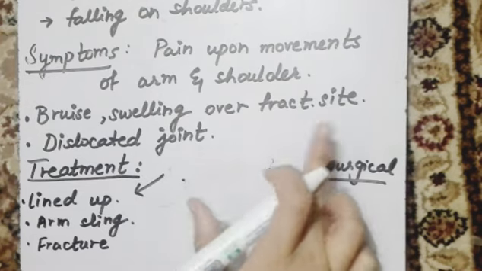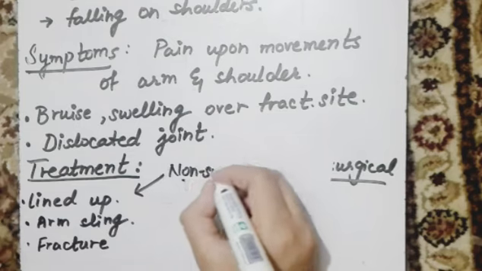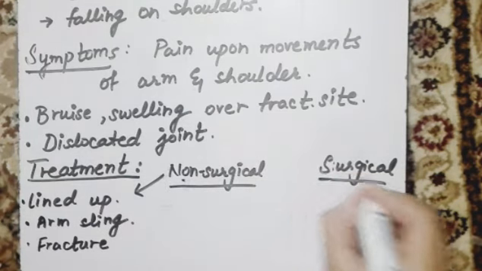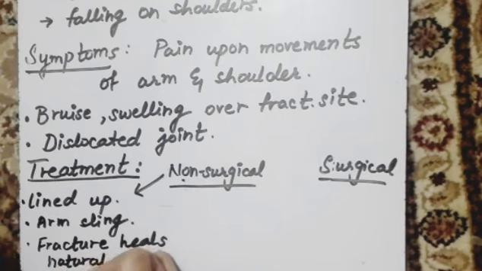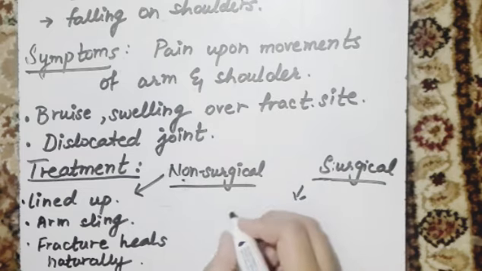I wrote it wrong. Okay, let me correct this one. This is non-surgical. Sorry for the confusion. Anyways, and this is the surgical. I just wrote the opposite. Okay, the fracture heals naturally in the non-surgical method. You don't need screws to get your arm healed.